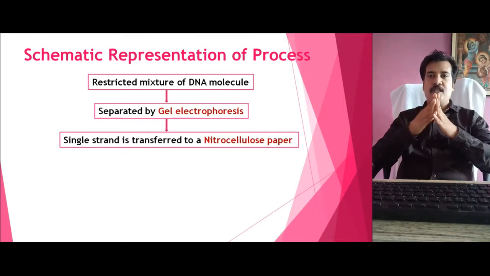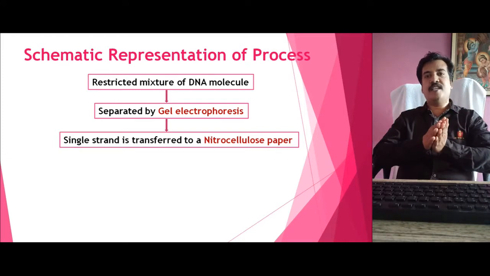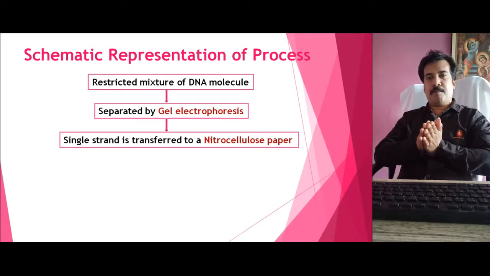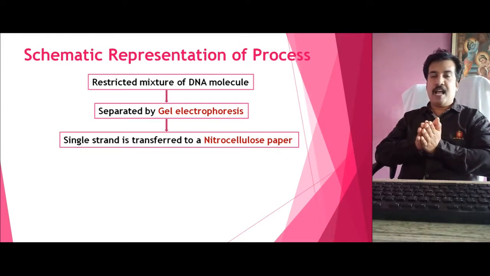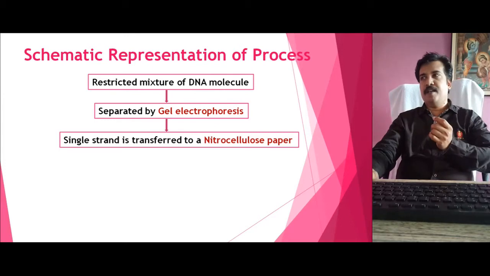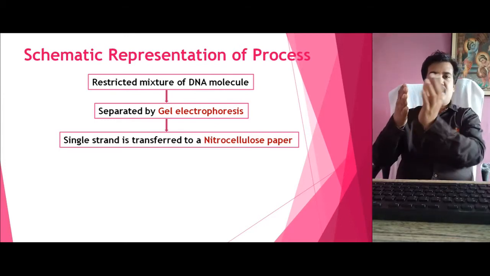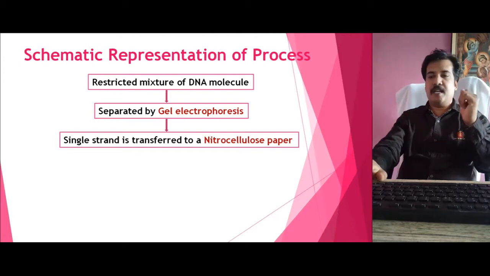So what we are doing is we keep a nitrocellulose paper over the gel, then with the help of some principle of working, we transfer this double stranded DNA, one of its single strands, onto the nitrocellulose paper. So we get the nitrocellulose paper with appropriate bands of different separated DNA molecules.